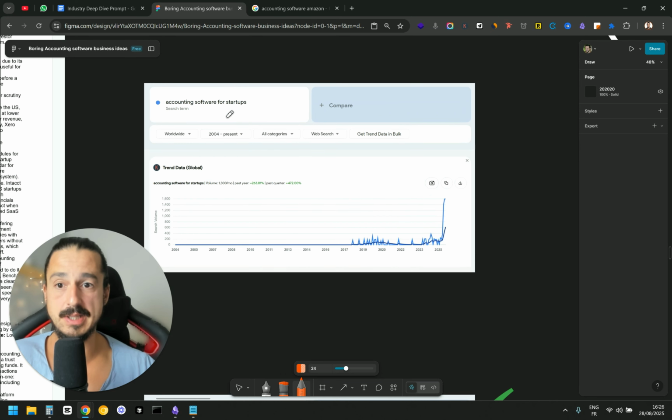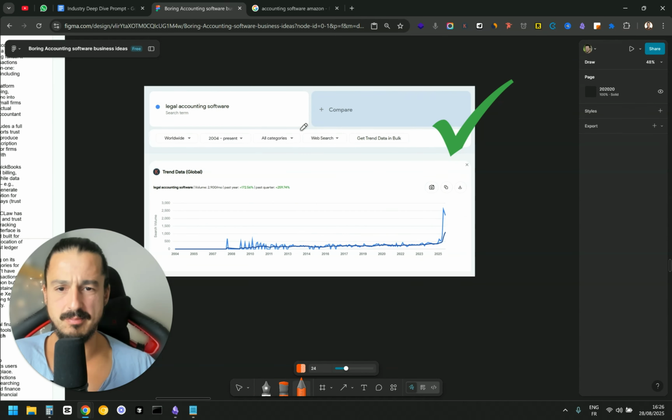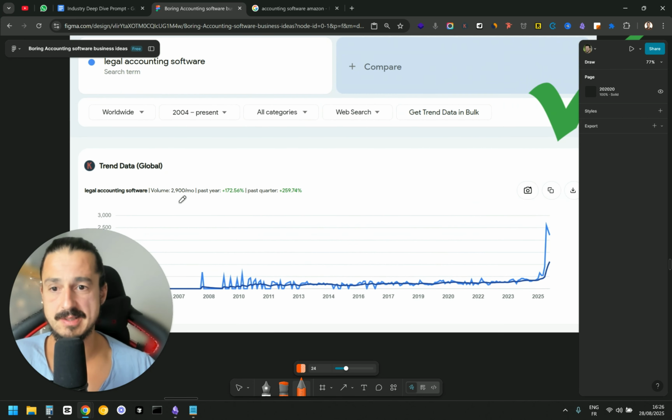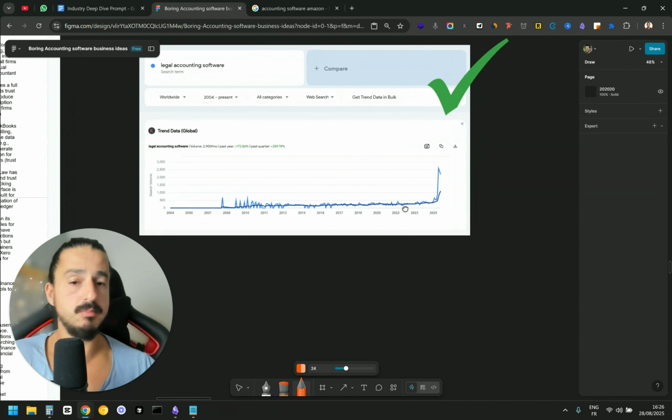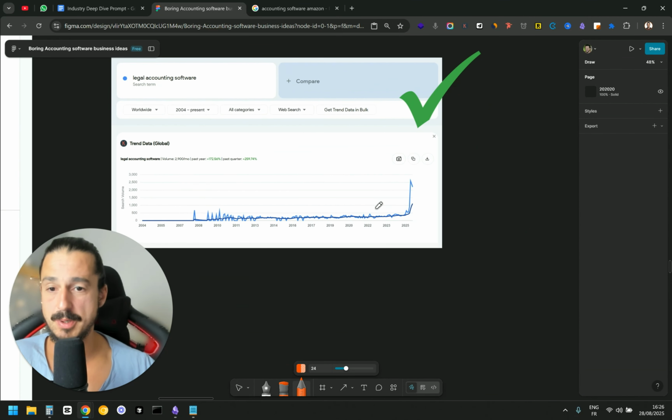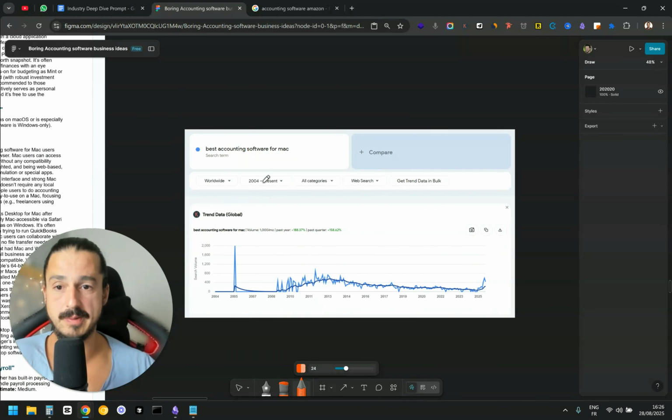This one didn't make it. Startups is way too vague to me. It's not specific enough. Legal accounting software, okay, makes sense. Volume is good. A lot of legal firms. Probably the market is crowded already, but it is still a market that is growing, and there is probably something to do here if you start digging into it.